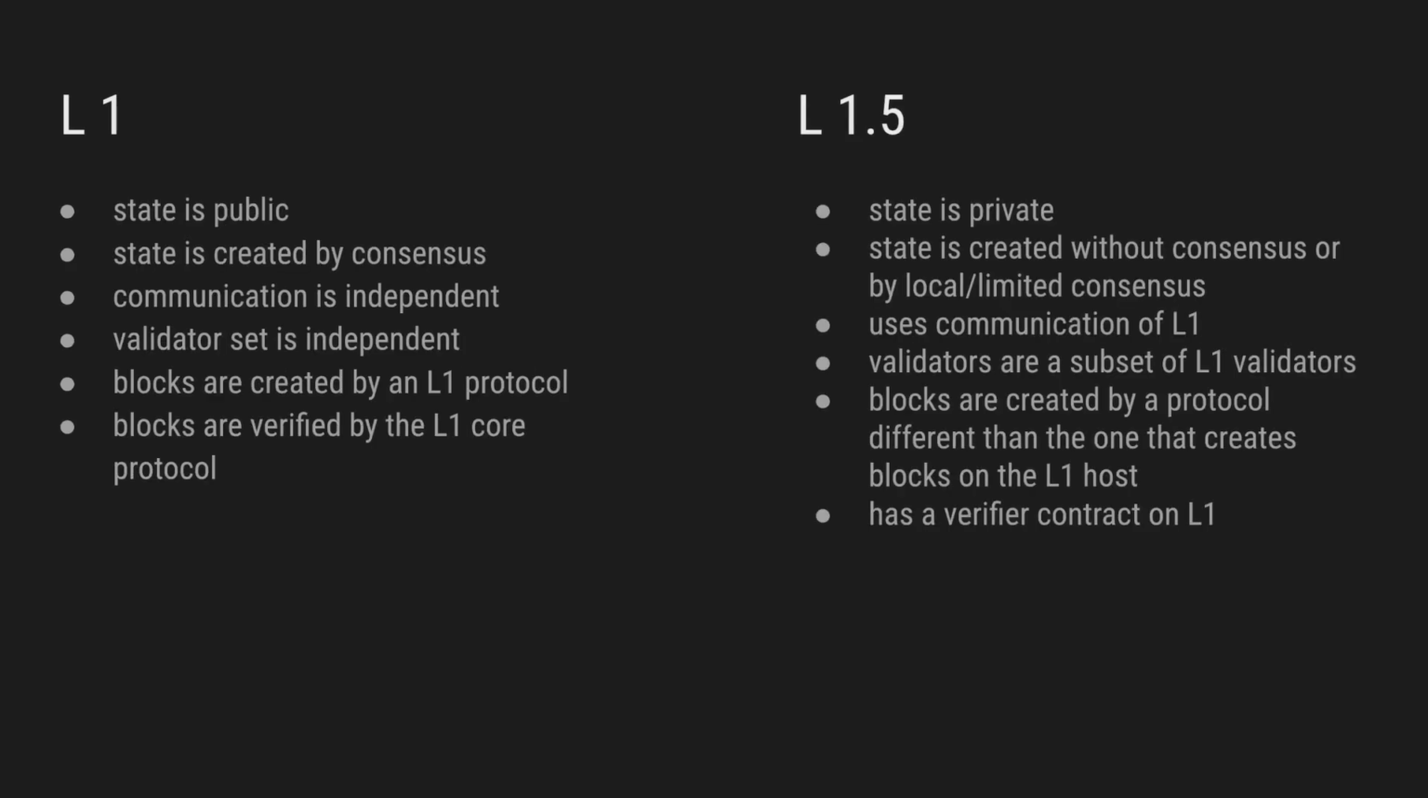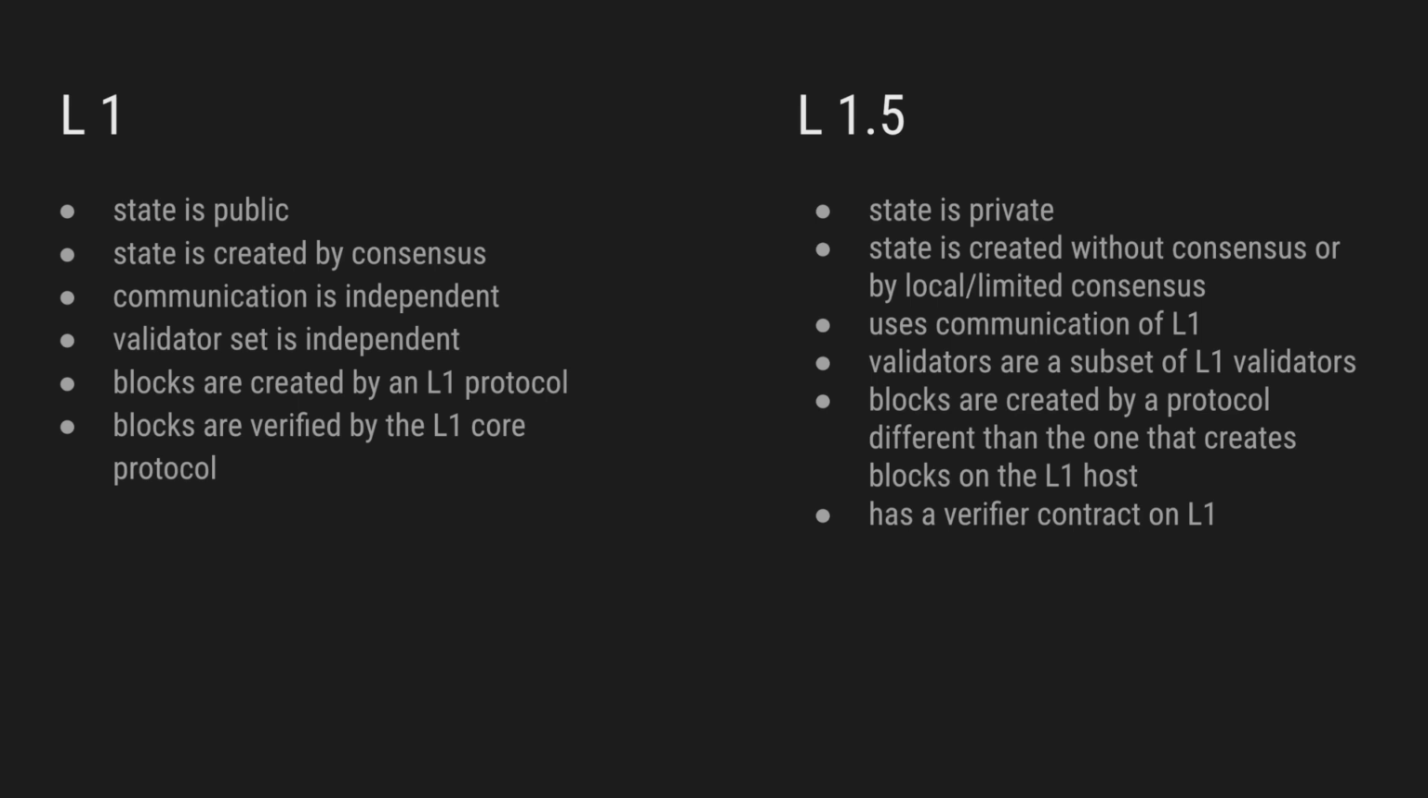So in a layer 1, the state is public, the state is created by consensus between nodes, communication is independent of any other protocol because it is contained in the layer 1 protocol. The validator set is independent, blocks are created by the layer 1 protocol, and blocks are verified by the same L1 core protocol. For layer 1.5, the state is private to each node, and the state is created without consensus or by local limited consensus.